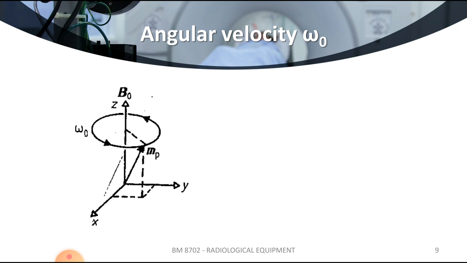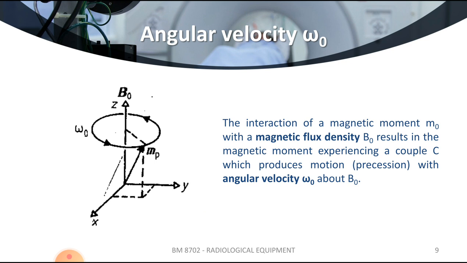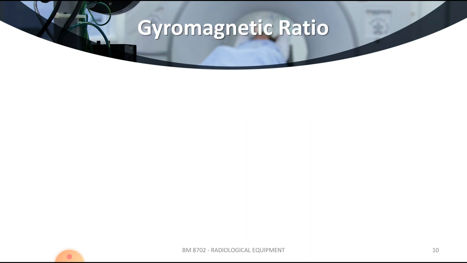So if you look at the angular velocity, you can see the picture here. It has three axes, x, y and z, and then there is a rotational axis which is omega naught. The interaction between the magnetic moment m naught with the magnetic flux density B naught results in the magnetic moment, which produces a motion with angular velocity omega naught. So omega naught is your angular velocity at which the nucleus is precessing about the axis.